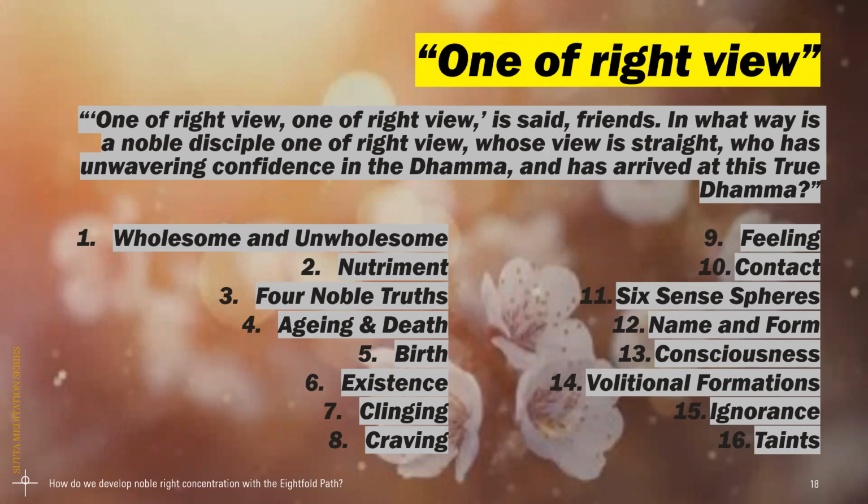The main ones you start with are the unwholesome and the root of unwholesome, and the wholesome and the root of wholesome. The second is nutriments, as we've looked at briefly before: the origin of those nutriments, the cessation of those nutriments, and the way leading to the cessation of the nutriments. Then there's suffering, the Four Noble Truths: suffering, origin of suffering, cessation of suffering, and the way leading to the cessation of suffering. Then, from aging and death all the way to ignorance, these are the links in dependent origination, each link with its origin, cessation, and the way leading to its cessation.